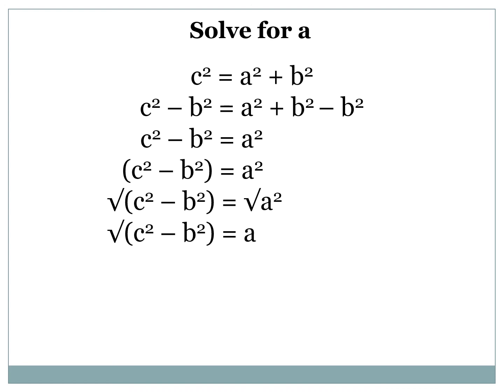Most people, when they get this one wrong, will square root the c squared, and then square root the b squared, and then you end up with c minus b equals a, which is completely incorrect. You have to make sure you group that term on the second side.